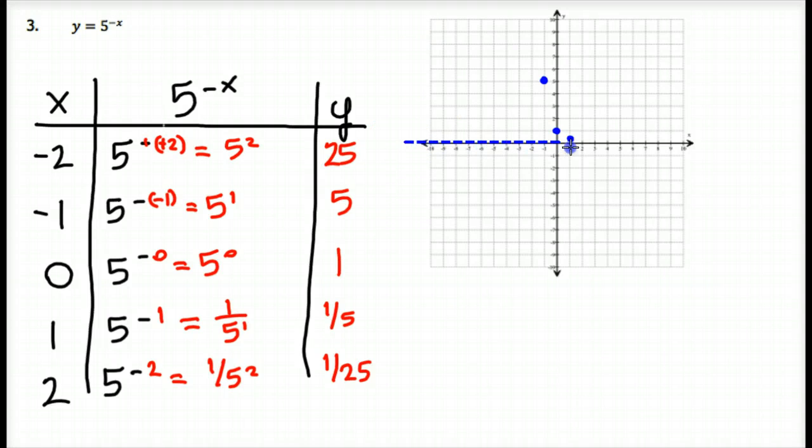Again, my horizontal asymptote is right here. And so now I connect my points and I see that I have exponential decay for this graph.